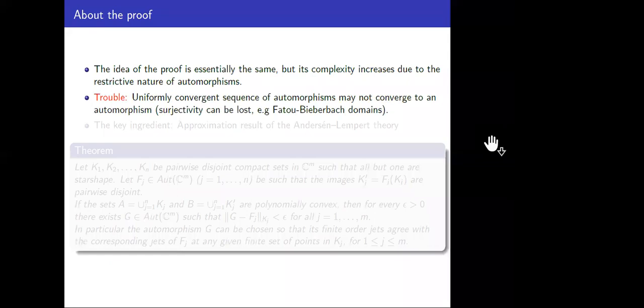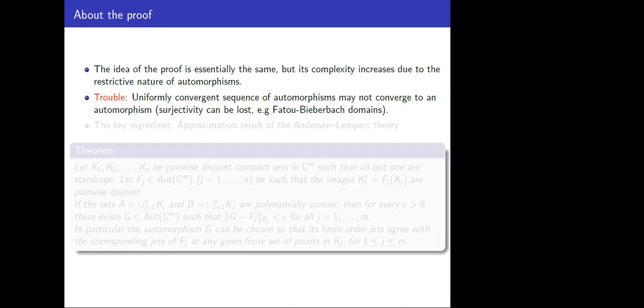But there is one major difference in the proof. So you remember how we construct the map F. We construct the map F using Runge's theorem. So we construct a sequence of maps, a sequence of entire functions that converges uniformly. And we know that the limit is going to be either a constant or an entire function. And that's great, right? So we get an entire function.